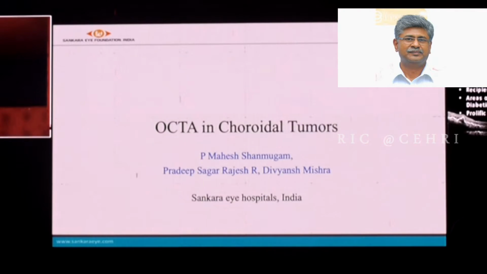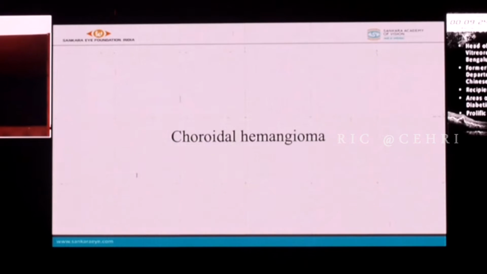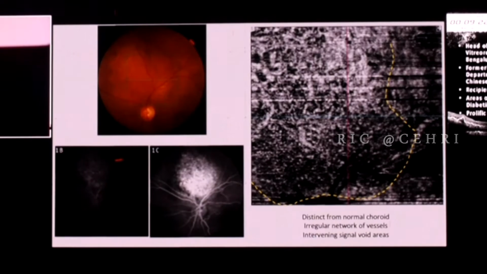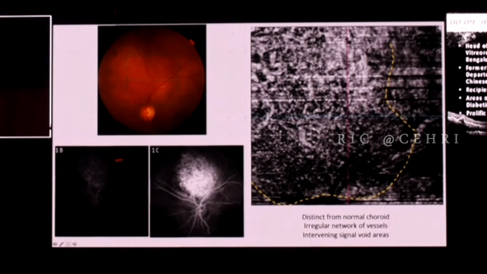So let's see about OCTA in choroidal tumors in the next 10 minutes. We'll start with choroidal hemangioma. So this is a solitary choroidal hemangioma. You can see it superior to the disc. And if you were to do a fluorescein angiogram, it fills up early and leaks in the late phase.